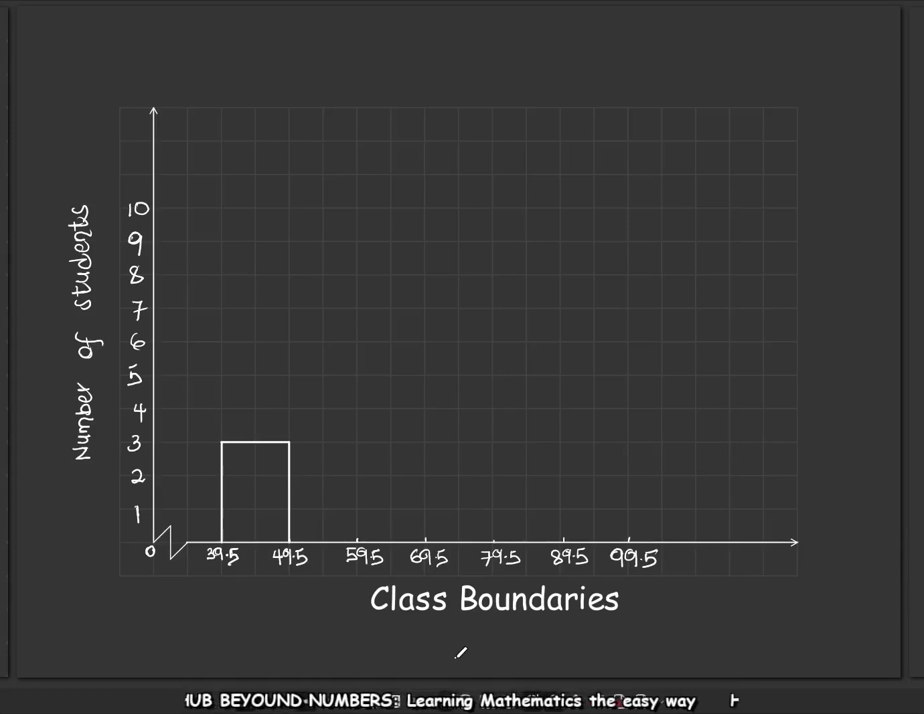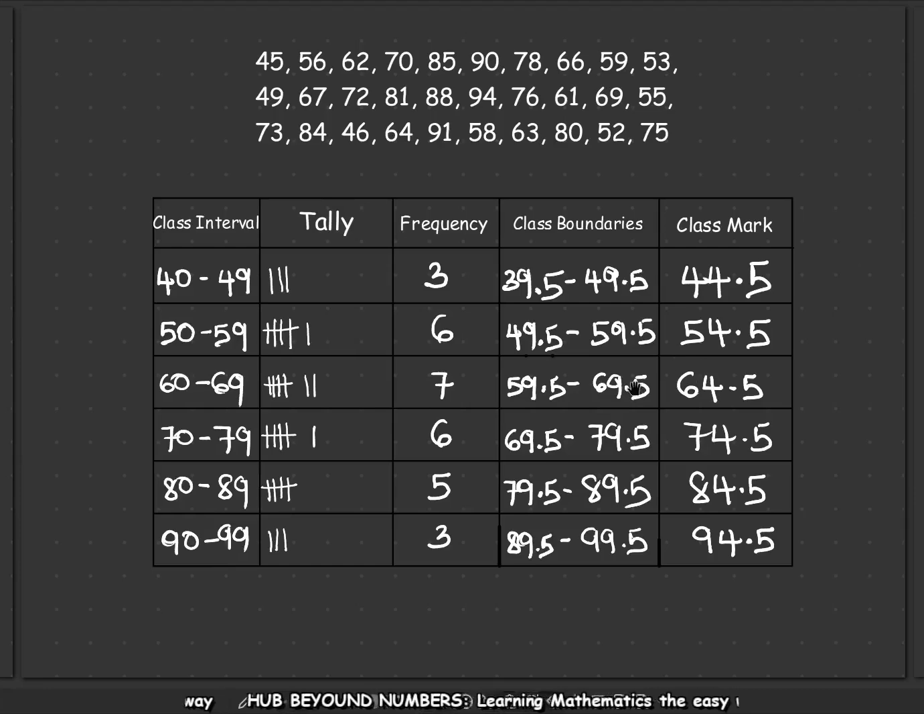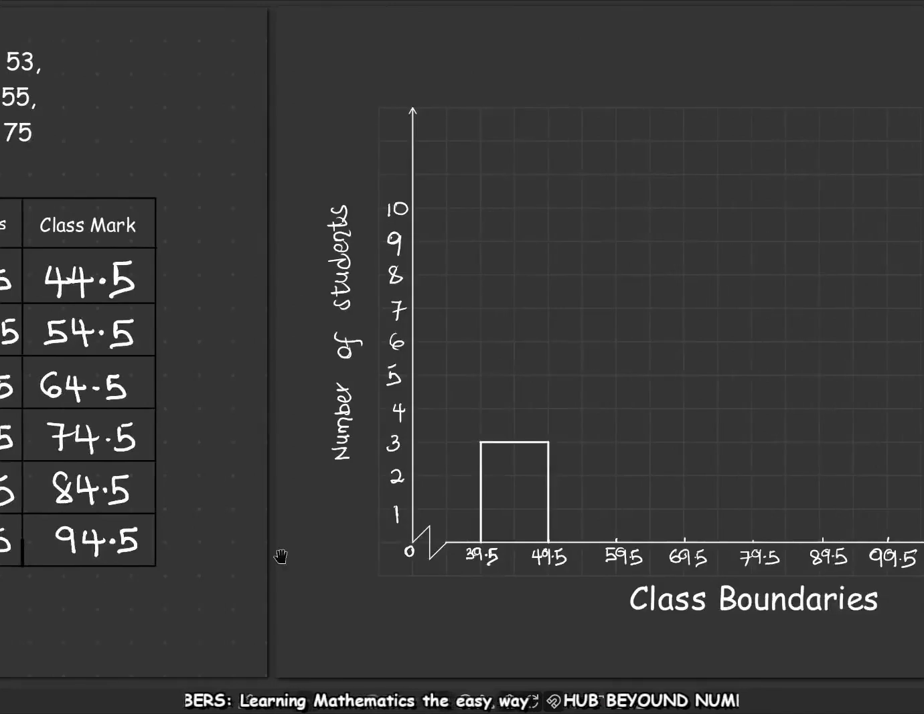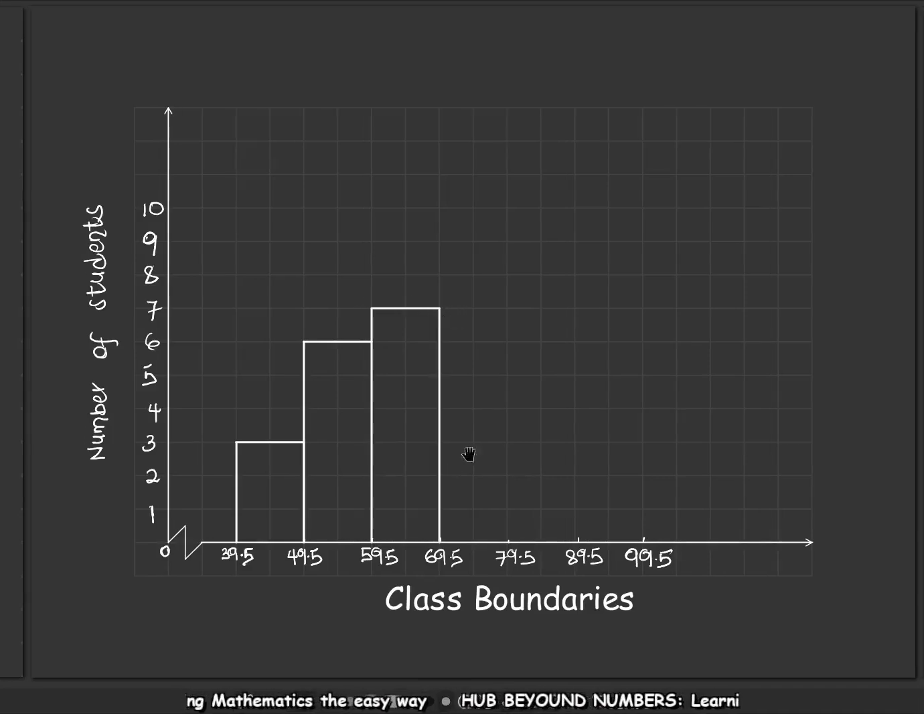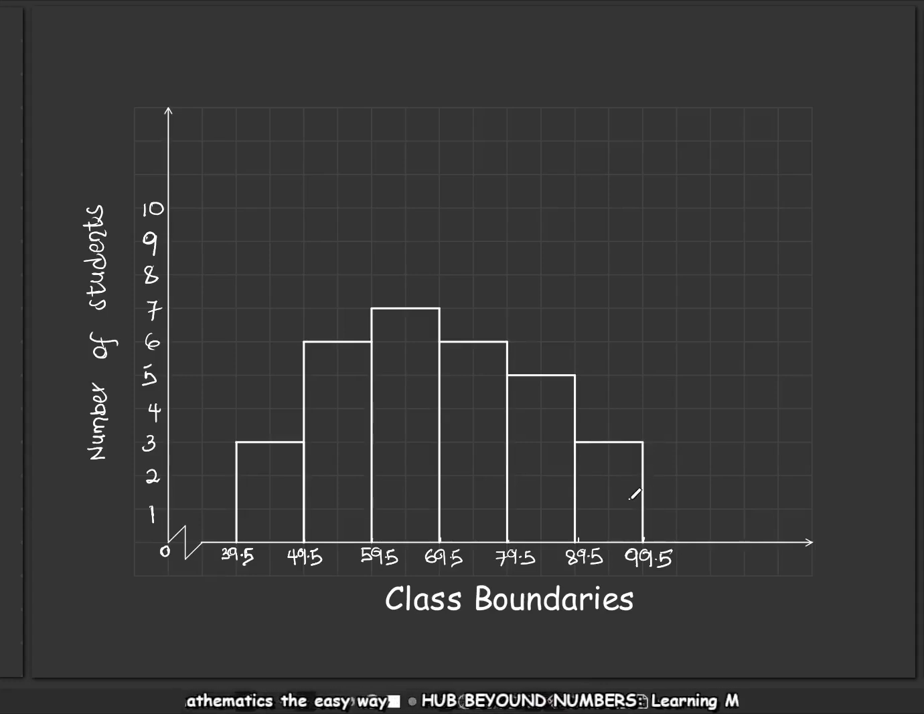With this, we can quickly check on the next class boundary. And that is that of what? 49.5 to 59.5. They had a 6. So we come here and then illustrate that as well. So we move from this point all the way up to 6. You use your ruler to do this illustration. The next one also gave us 7. So we just continue this way. Now for the next one also, we have a 6. So we have 6 here, followed by a 5. And then the last one being a 3. And that is all for our histogram.